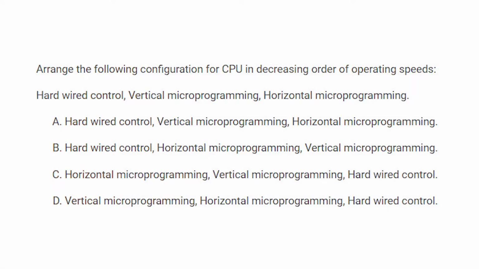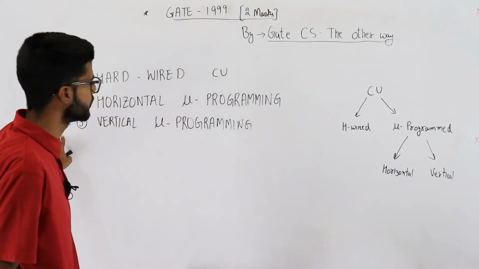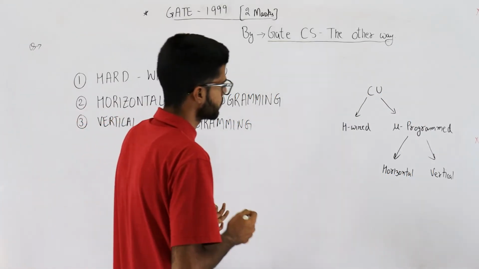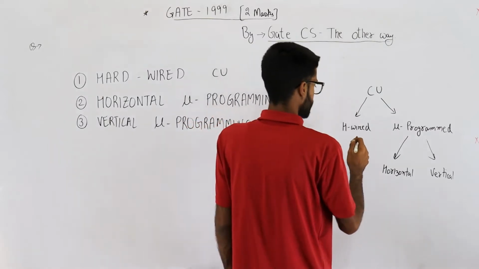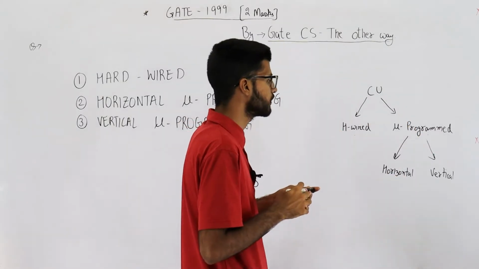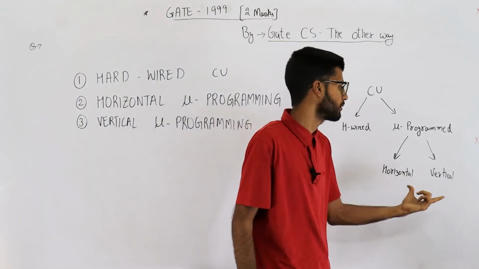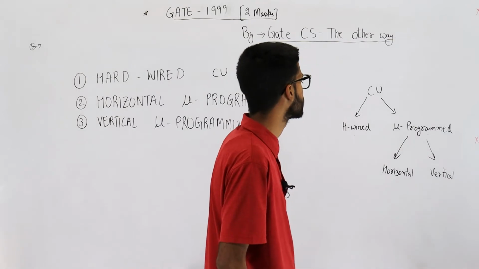Arrange the following configuration of CPU in decreasing order of operating speeds: hardwired control, vertical microprogramming, horizontal microprogramming. Okay, so you need to arrange these three. First thing is, control units are of two types, hardwired or microprogrammed. Further, microprogrammed can also be horizontal microprogramming or vertical microprogramming.